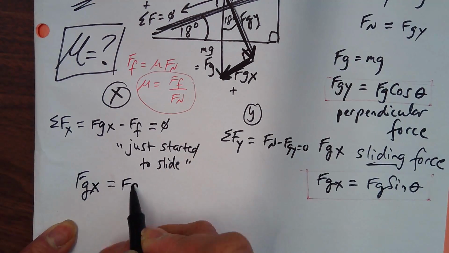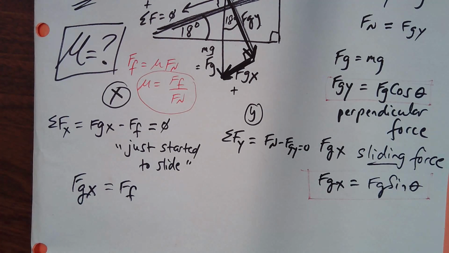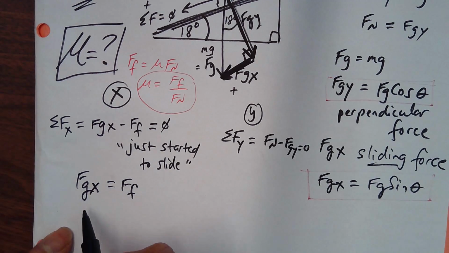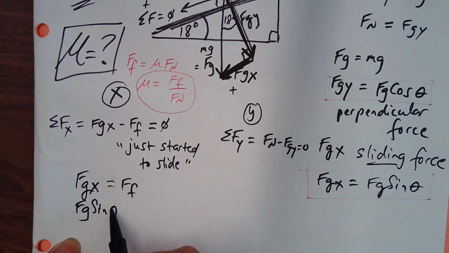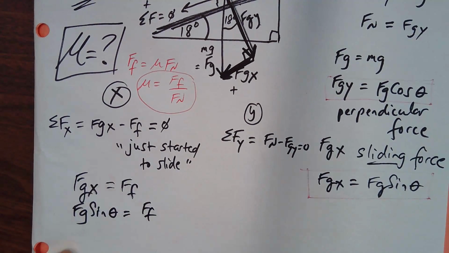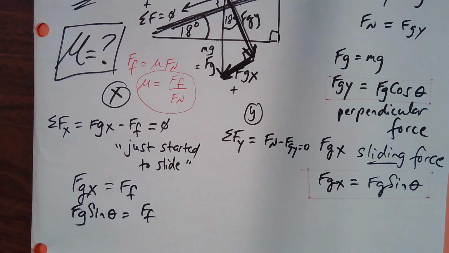FG of X equals FF. There you go, there's your FF. But how do we get the FG of X? FG sine theta equals frictional force. Now, we have the angle. Do we know the FG? We're using one single block this time, right? So we're not going to use the 6.25 Newton. What is the weight of one block?